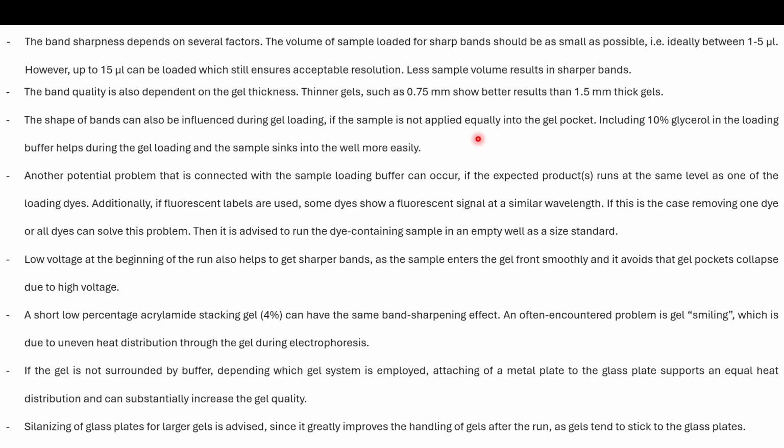Now, including 10% glycerol in the loading buffer helps during gel loading, and the sample sinks into the well more easily. Another problem is if the product runs at the same level as one of the loading dyes. Many times things are fluorescently labeled. Your sample of interest can be labeled using a fluorophore, and some dyes show a fluorescent signal at a similar wavelength. If this is the case, removing one dye or all dyes can solve the problem. Then it is advised to run the dye-containing sample in an empty well as a size standard.